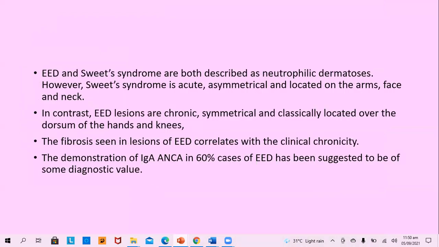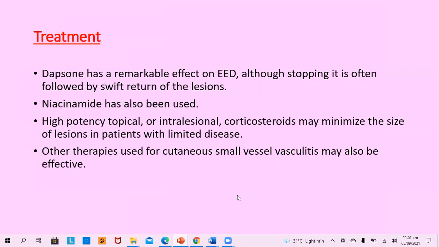Erythema elevatum diutinum and Sweet syndrome are both described as neutrophilic dermatoses. However, Sweet syndrome is acute, asymmetrical, and located on the arms, face, and neck, while in contrast, EED lesions are chronic, symmetrical, and classically located over the dorsal surface of hands and knees. Fibrosis seen in lesions of EED correlates with clinical chronicity. Demonstration of IgA ANCA in 60% of cases of EED has been suggested to be of some diagnostic value.